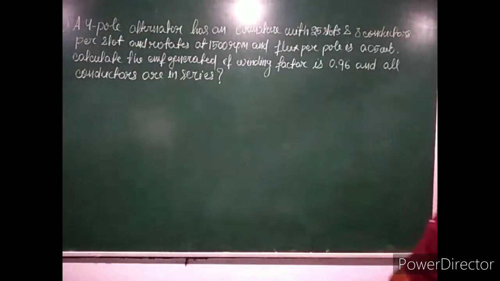Here the question is, a 4-pole alternator has an armature with 25 slots and 8 conductors per slot and rotates at 1500 rpm and flux per pole is 0.05 Weber. Calculate the EMF generated if winding factor is 0.96 and all conductors are in series.